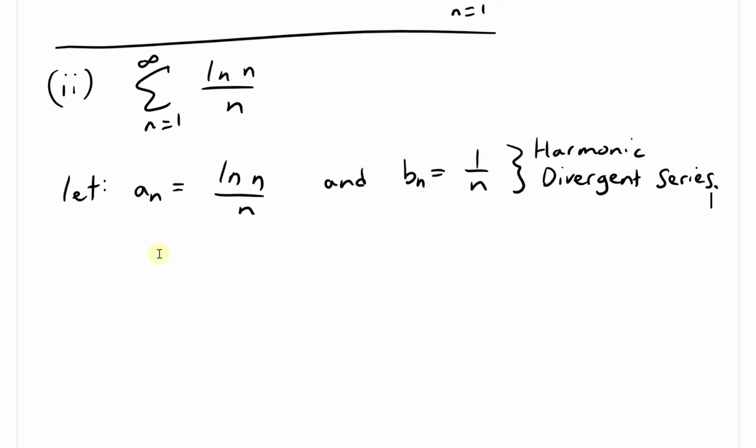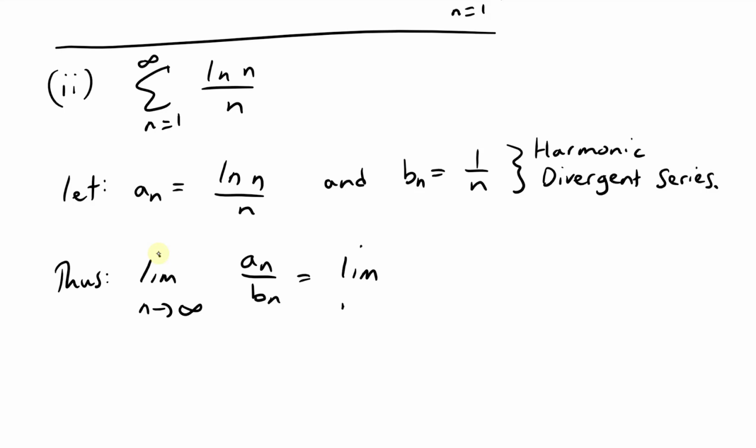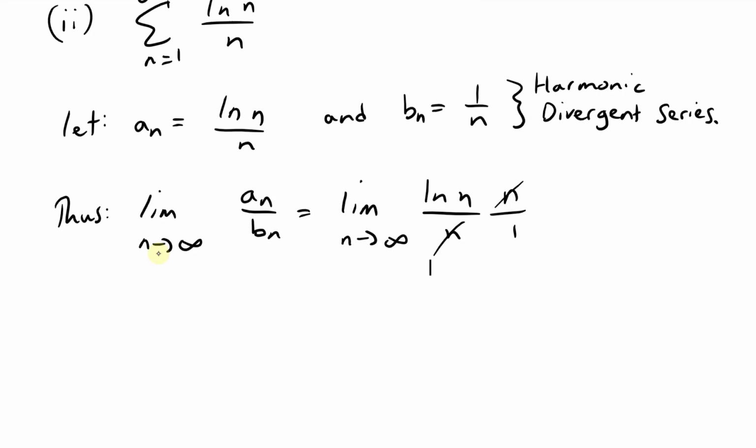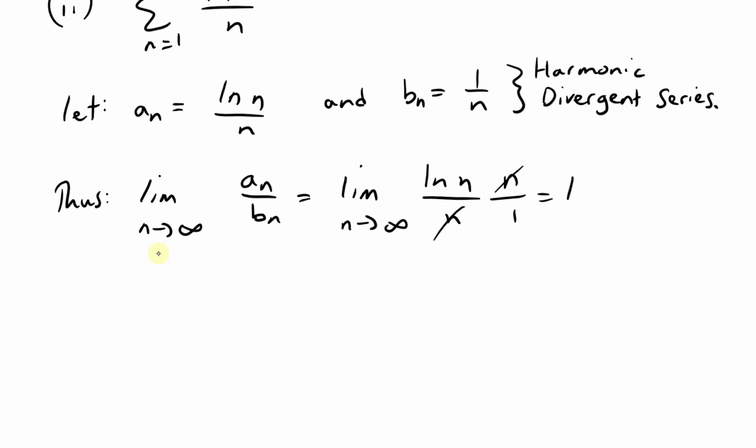Alright, so let's go further, and now let's take the limit. So thus the limit of the ratio, as n approaches infinity, of a n over b n equals the limit as n approaches infinity of ln n over n divided by b n. So we're going to put a 1 over, the denominator becomes a numerator, and this cancels with this. So what we get is the limit as n approaches infinity of ln n. In other words, this one approaches infinity.